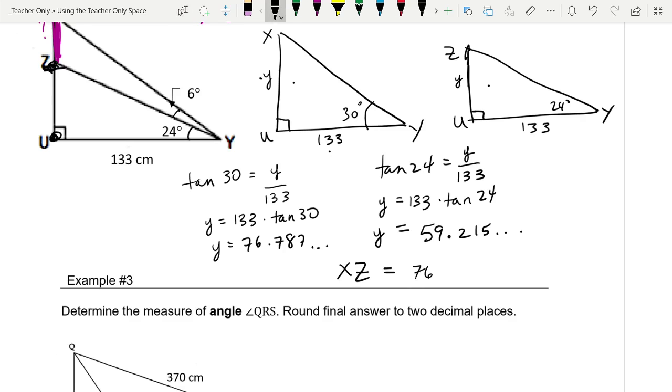And my final answer then for xz is to subtract them. So 76.78 blah, blah, minus 59.21 blah, blah. So I'm going to actually subtract that. So let's see. 76.787 minus my answer that I had, and I get 17.57. I wanted 2 decimal places. And what unit are we in? Centimeters.